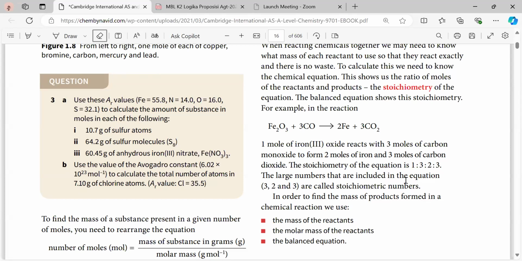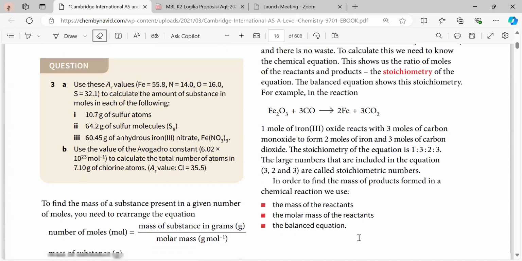So I think stoichiometry is actually pretty difficult. I'm not really good at it, to be honest, back in high school. But basically, this is the basics of it. In order to find the mass of product formed in chemical reactions, we use the mass of the reactants, the molar mass of reactants, and the balanced equation.